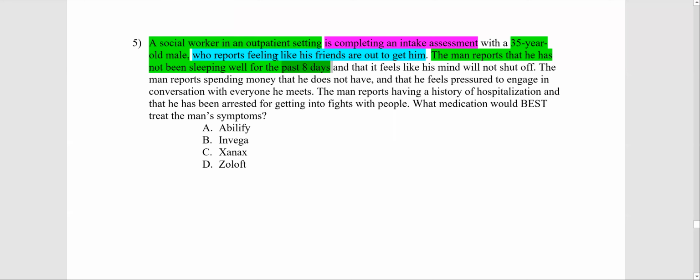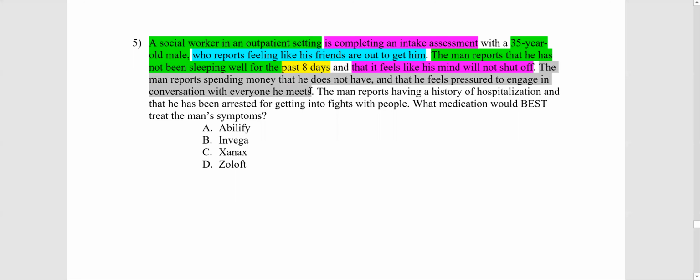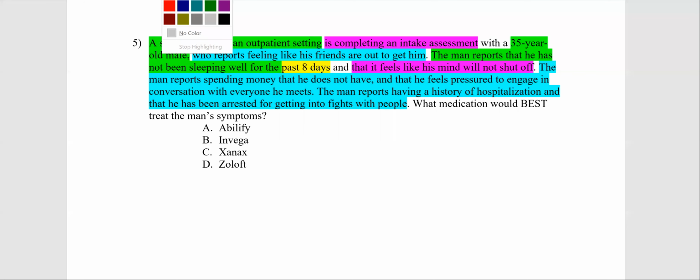Any length of time, hop on top of it because it paints the picture of what we're looking at. And he feels like his mind will not shut off. So he has some flight of ideas. The man reports spending money that he does not have, and he feels pressured to engage in conversation with everyone that he meets. So pressured speech. The man reports having a history of hospitalization and that he's been arrested for getting into fights with people, engaging with behavior that would be otherwise risky.